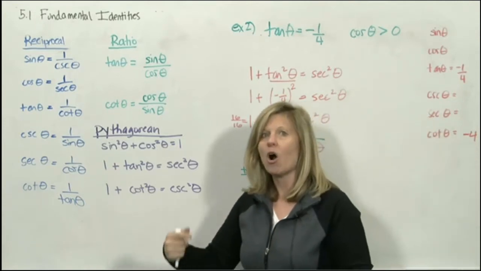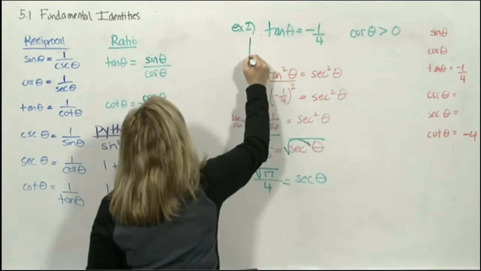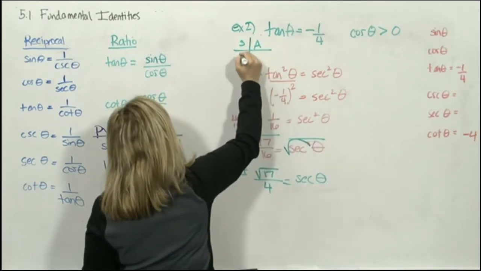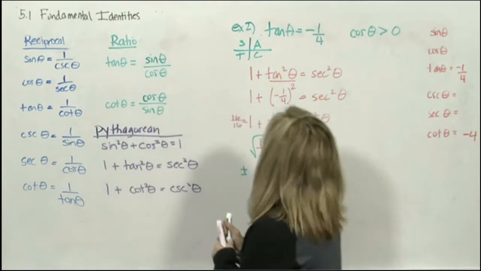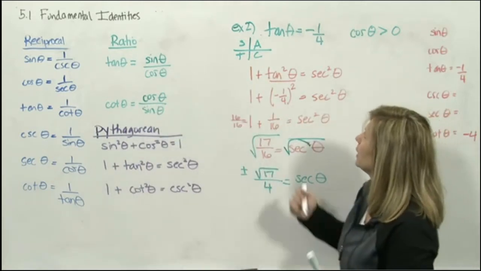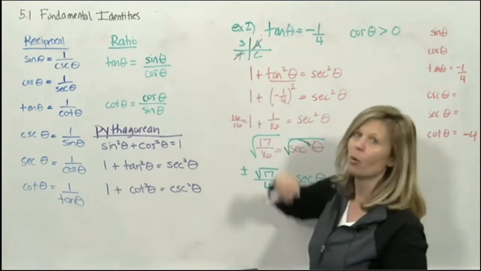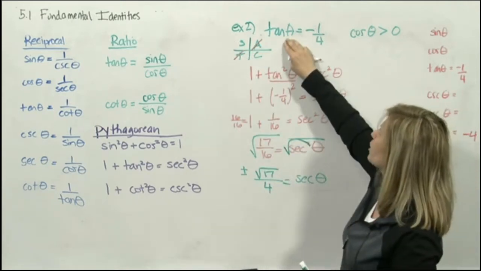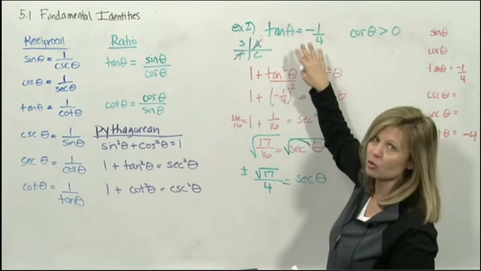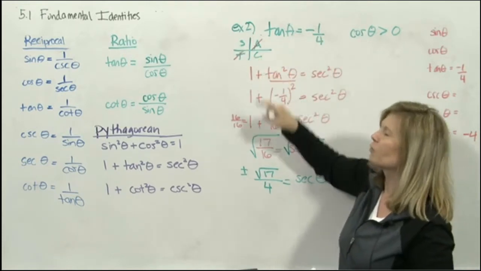What quadrants is tangent negative in? Well, if we go back to our buddy, All Students Take Calculus, tangent is positive in 1 and 3, so it's negative in 2 and 4. That's the first thing. We know if our tangent value is negative, if I draw this triangle, it should be in either quadrant 2 or 4.